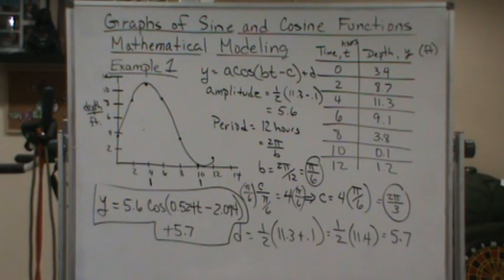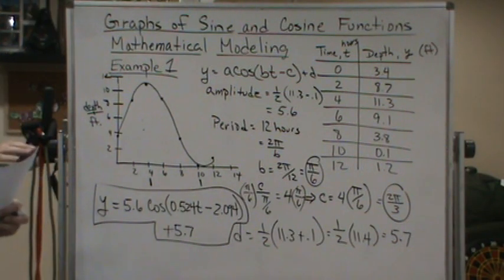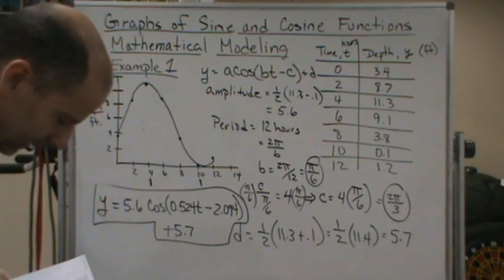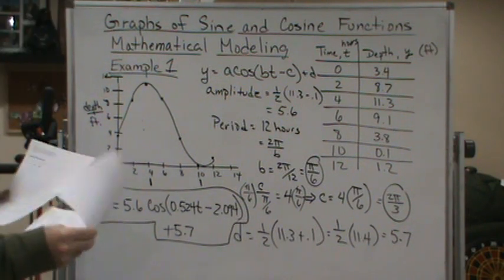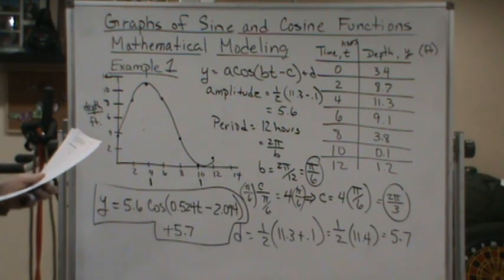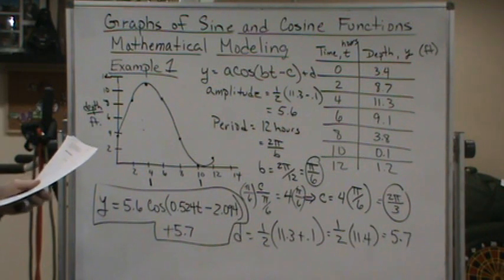Oh, actually, no, we're not done. I forgot, we have a question we have to answer. So we've got our model, and now we're going to use this model to answer the question. Where's my question? Hold on. Oh, here it is. A boat needs at least 10 feet of water to moor at the deck.